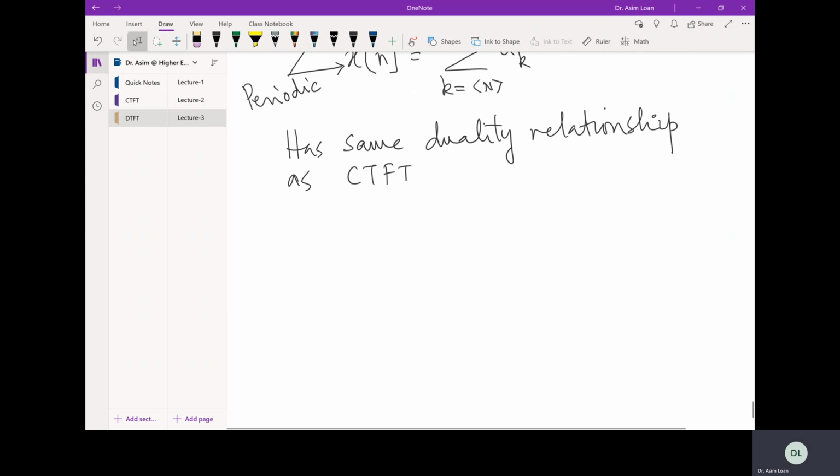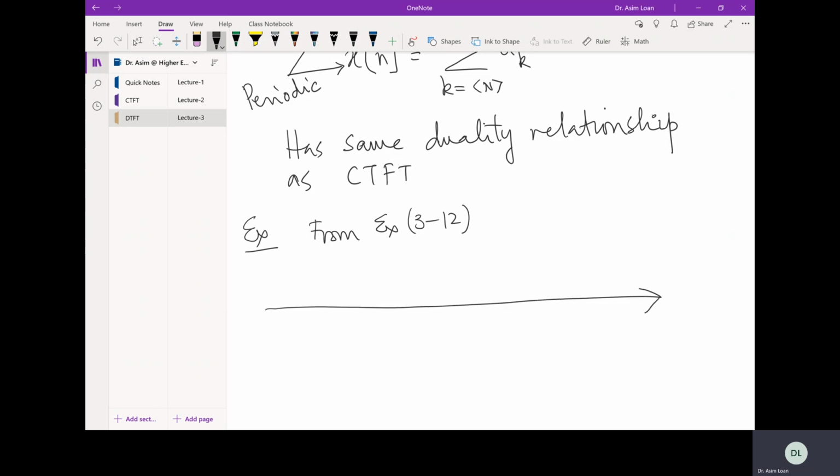Okay, and let's do one example. This is example 3 from example 3.12. From example 3.12, we know for a discrete time periodic pulse train, we have minus n1, plus n1. This is 1, and then this was 0 here, this was 0 here, this was 0 here. This is n minus n1. This is n plus n1. This is 0, this is n, this is x of n.